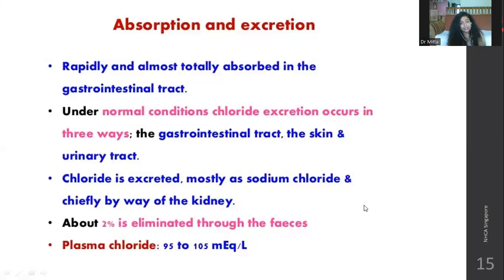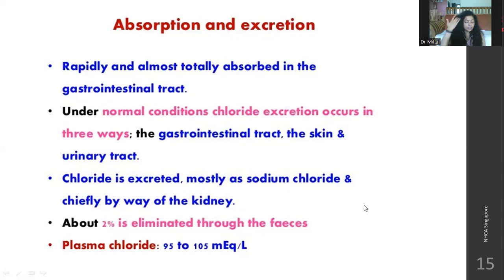And also when it enters the body, it's the same way, in the form of, say, table salt, sodium chloride. It enters the body and leaves the body in the same combination. Chiefly it will be expelled out of your body through urine, the kidneys. Only about 2% of chlorine is eliminated through your feces. And the normal plasma chlorine level should be around 95 to 105 milliequivalent per liter of your blood.